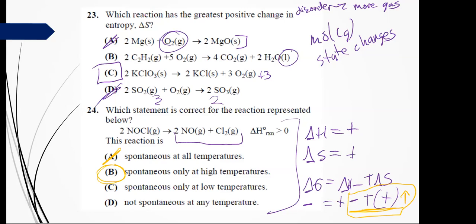Spontaneity at low temperatures is the opposite situation. This is when delta H is negative and our delta S is negative. That means as our temperatures get lower and lower, then our delta S becomes bigger and bigger, basically. And then if this is a positive and this one is a negative, then it's never spontaneous.